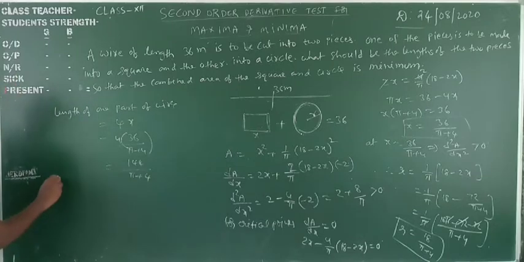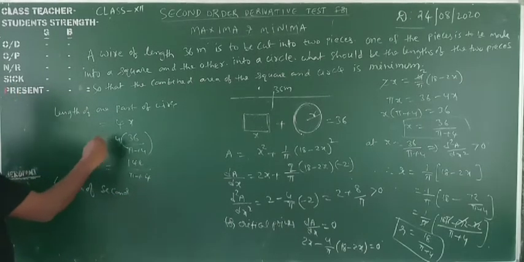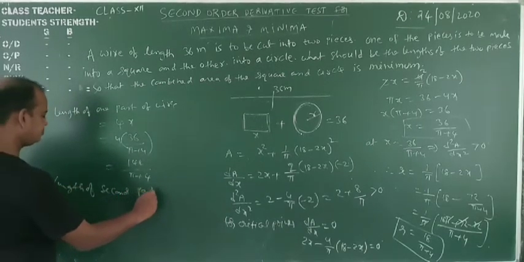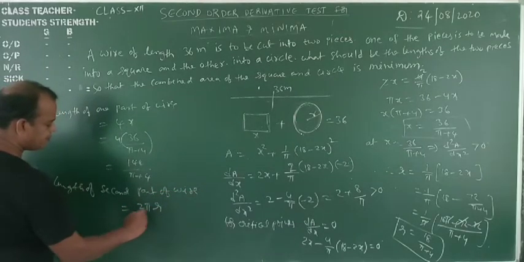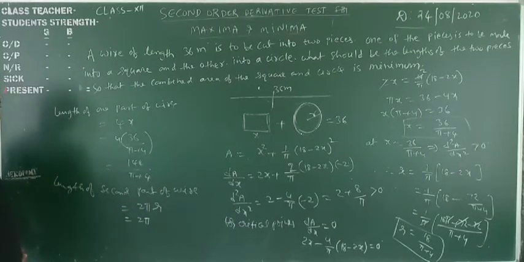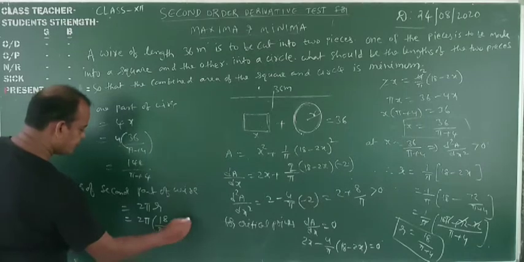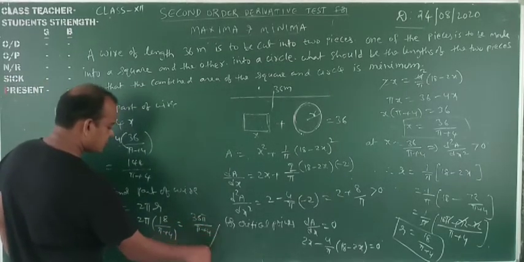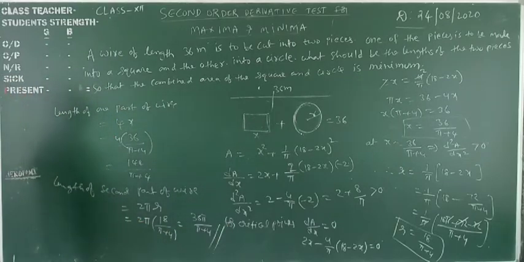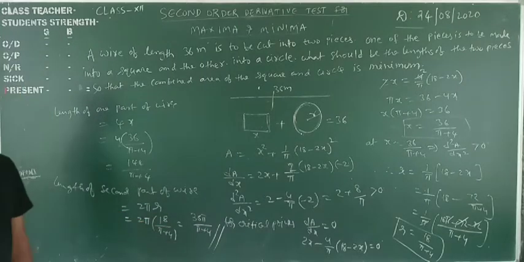Next, length of the second part of y. What does the second part mean? Circle, that is 2 pi r. 2 pi into, what about r? r means 18 by pi plus 4. That equals 36 pi by pi plus 4. Okay, my dear students. One part is 144 by pi plus 4, the other part is 36 pi by pi plus 4.